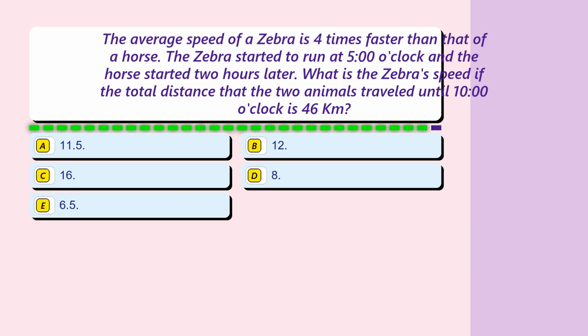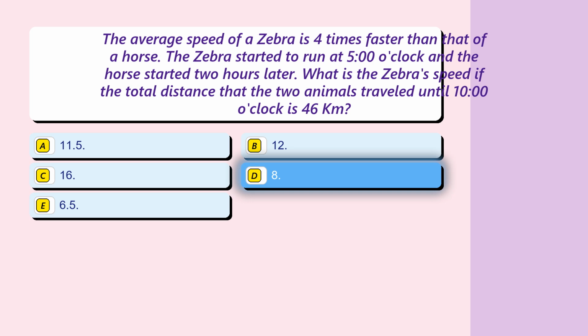Question 8. The average speed of a zebra is 4 times faster than that of a horse. The zebra started to run at 5 o'clock and the horse started 2 hours later. What is the zebra's speed if the total distance that the two animals traveled until 10 o'clock is 46 kilometers? Option A, 11.5. Option B, 12. Option C, 16. Option D, 8. Option E, 6.5.